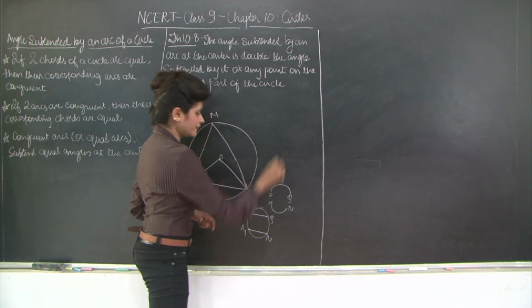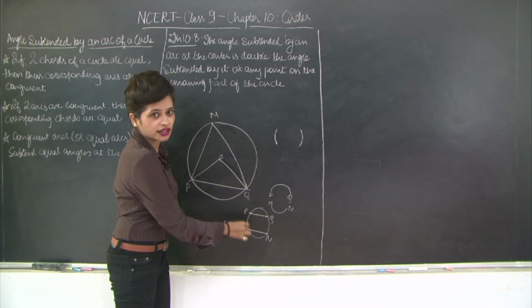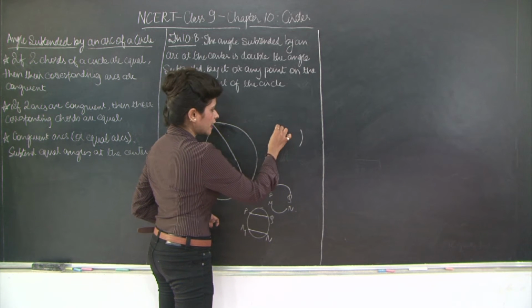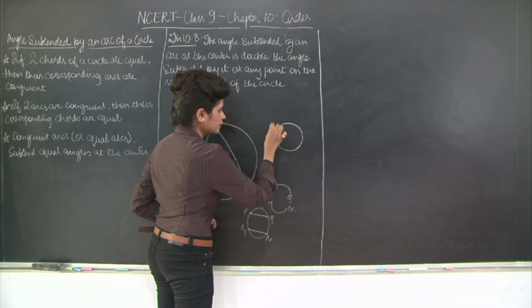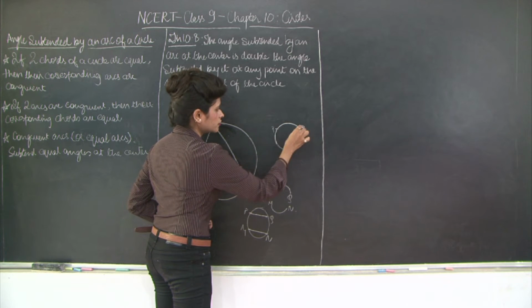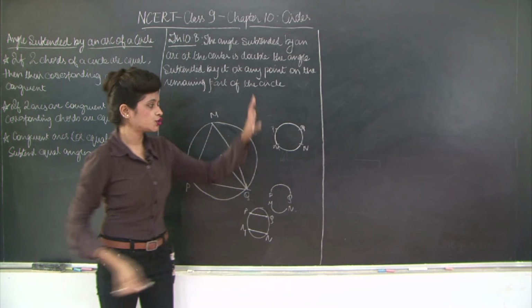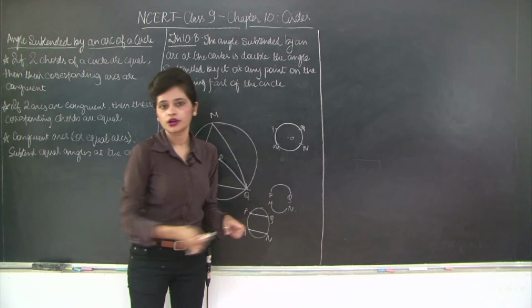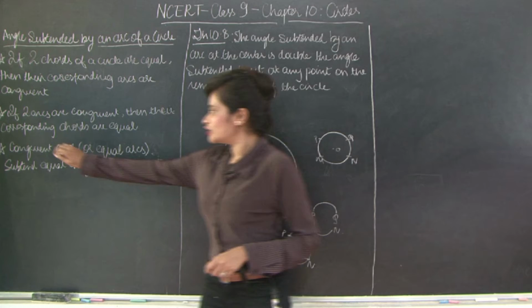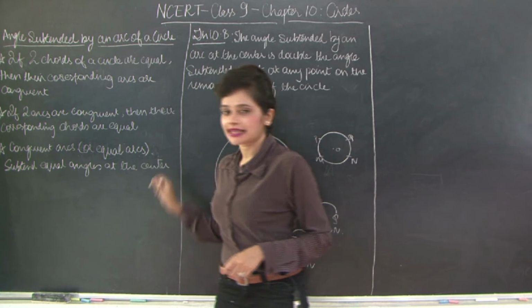So if I have only PM and QN left from this circle and I add these congruent arcs PQ and MN, it will give rise to a complete round circle with center O. So this is the other point: congruent arcs or equal arcs subtend equal angles at the center.